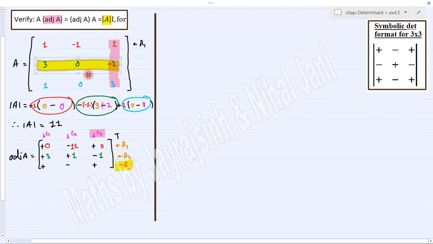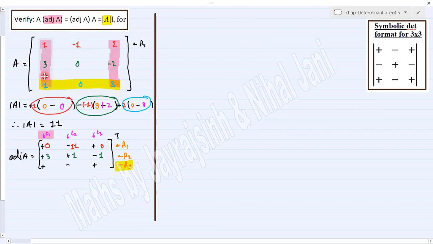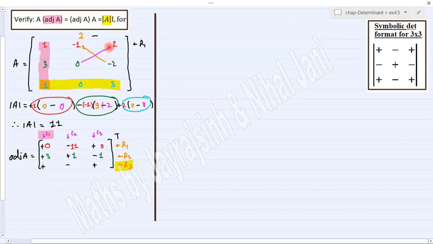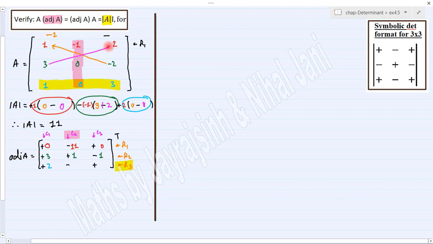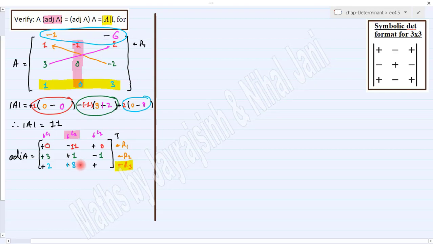Now let's try to get minors of third row. The minor of first element is obtained by ignoring third row and first column. So minus 2 into minus 1 will be 2 minus 0 2s are 0. So here we'll get 2. Then minor of second element is obtained by ignoring third row and second column and then cross multiply. Minus 2 1s are minus 2 minus 3 2s are 6. So minus 2 and minus 6 give us minus 8, but your cofactor will be plus 8.